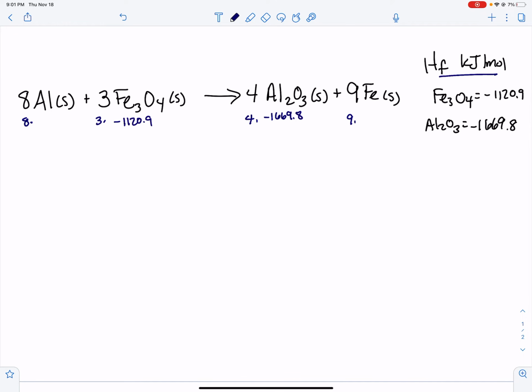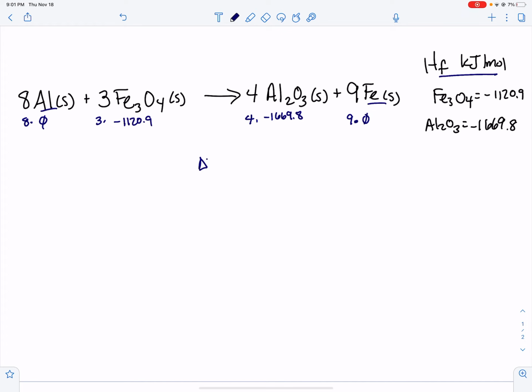Most likely, that's because we're dealing with an element in the state that we find it in. So iron is definitely a solid, and that is an element. So it's automatically 0. We can look it up, but this is kind of like a common little question trick. And aluminum is an element and it's solid, so that's 0.